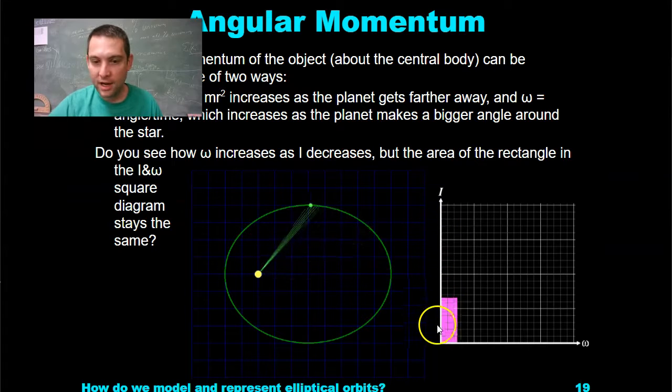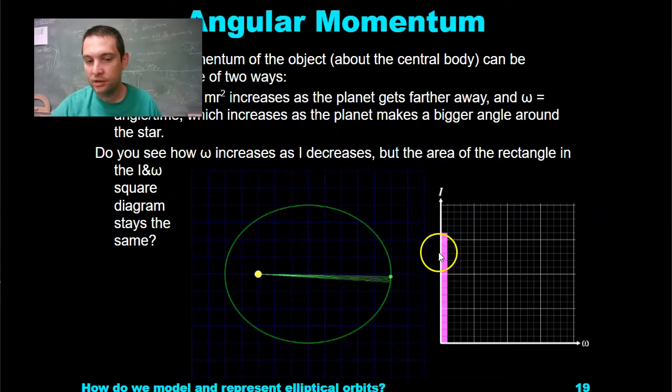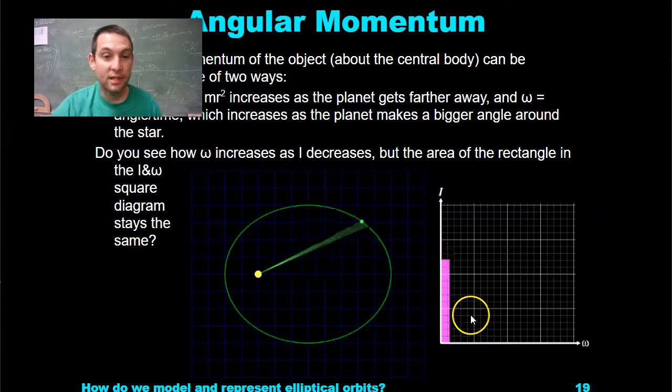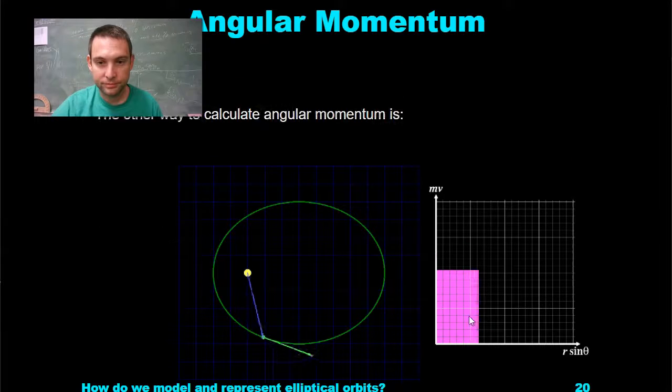In the graph, notice how the omega, which is on the x-axis, increases as I decreases, but the area of the rectangle of the I and omega square diagram will stay the same. That's because, again, there is no external torque, so angular momentum is conserved.